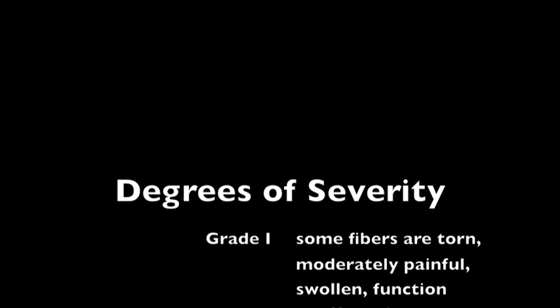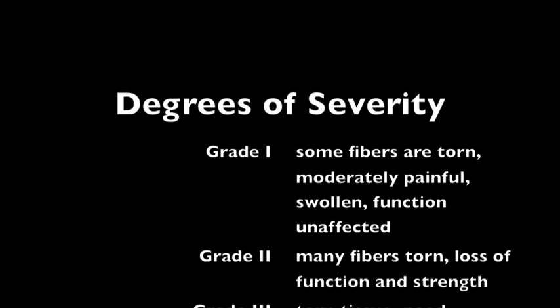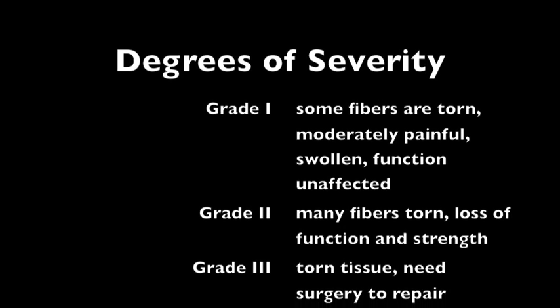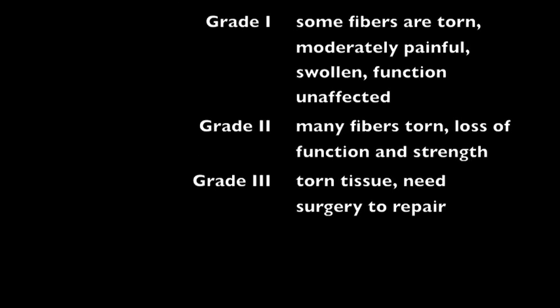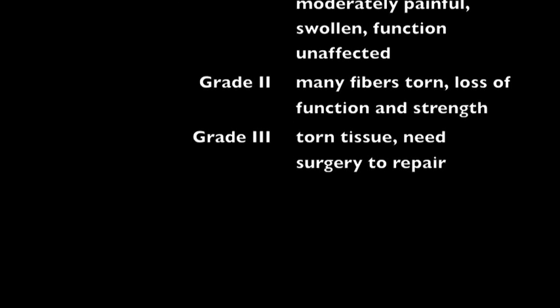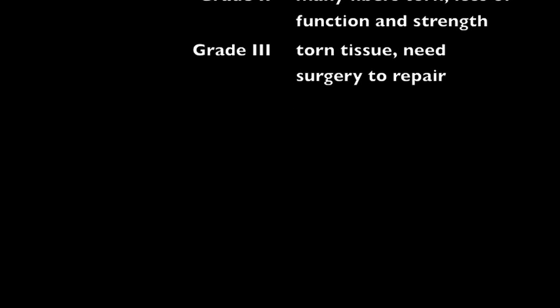Soft tissue injuries are graded according to their severity. Grade 1 means that some fibers in your tissue are torn, and the site is moderately painful and swollen, however, your function and strength are still mostly unaffected. A grade 2 injury means that many fibers are torn, and you have a little bit of loss of function and strength. A grade 3 injury means that your tissue is completely torn. You might need surgery to repair it.